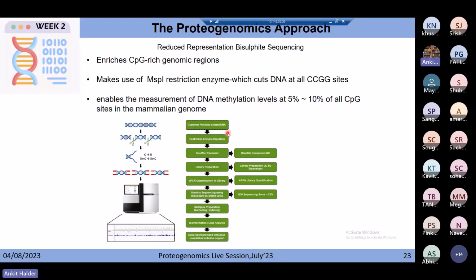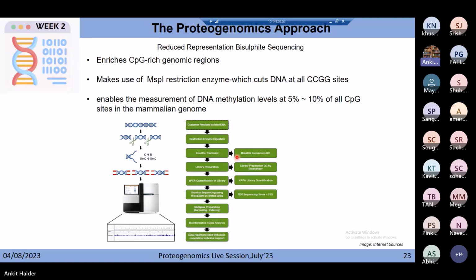The concept remains the same, just that we are using one more restriction enzyme that cuts the DNA at all CCGG sites, and then we treat it with bisulfite. That's why it is a reduced representation of the mammalian genome that it has cut, and then finally we identify those particular regions. It is the same concept, enriching the CpG rich genomic regions.